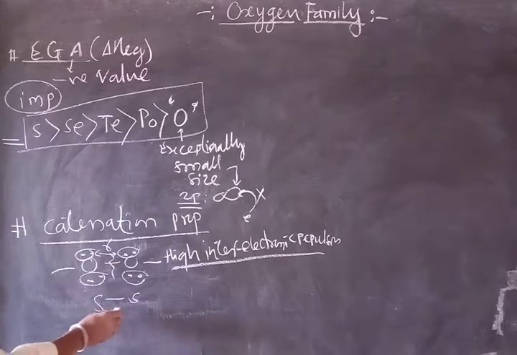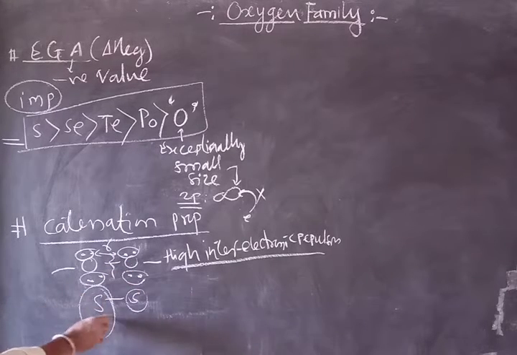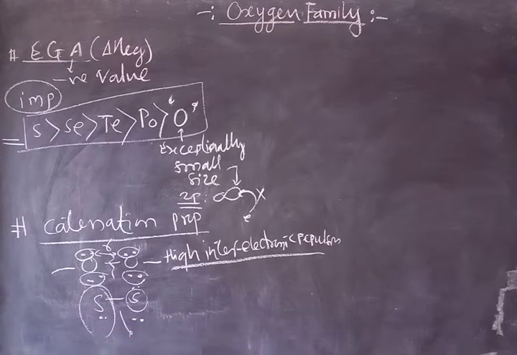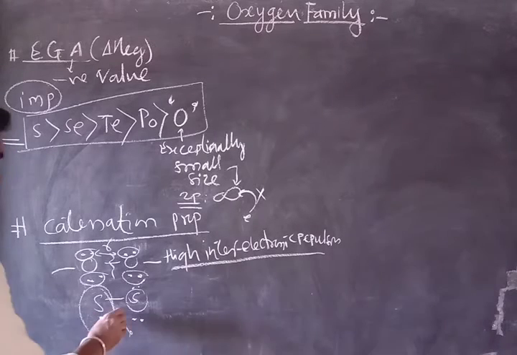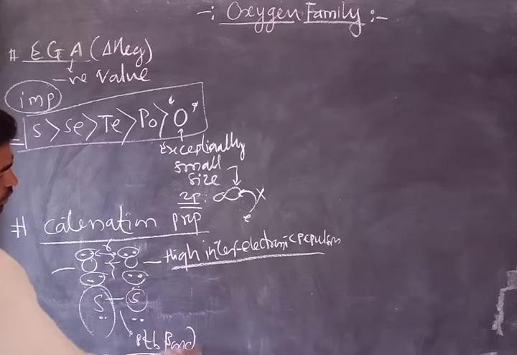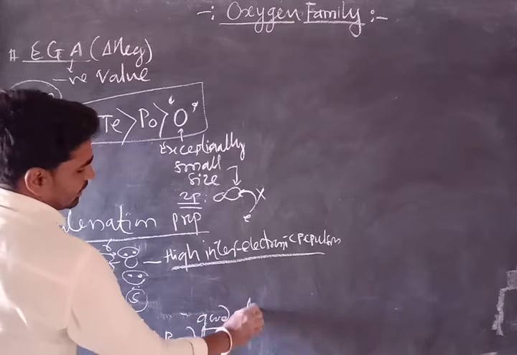But as compared to oxygen, sulfur is bigger in size, and its lone pairs, obviously present, are far away, so there is less inter-electron repulsion between the lone pairs of sulfur. So this bond is quite stable, and so it has a very good catenation property.